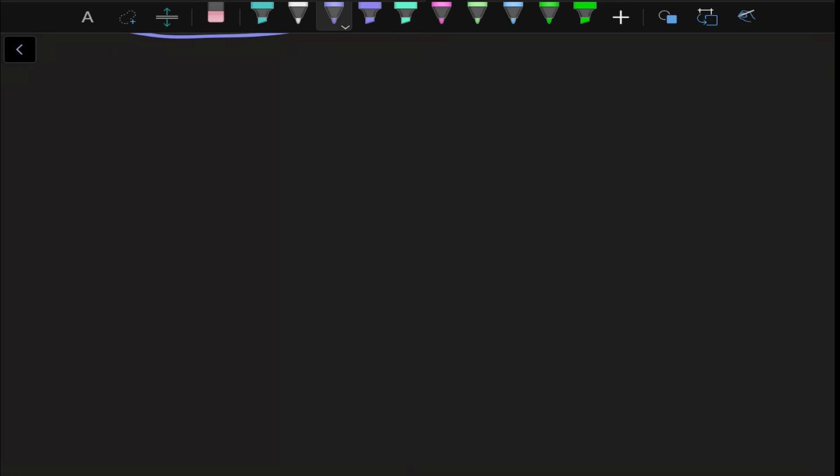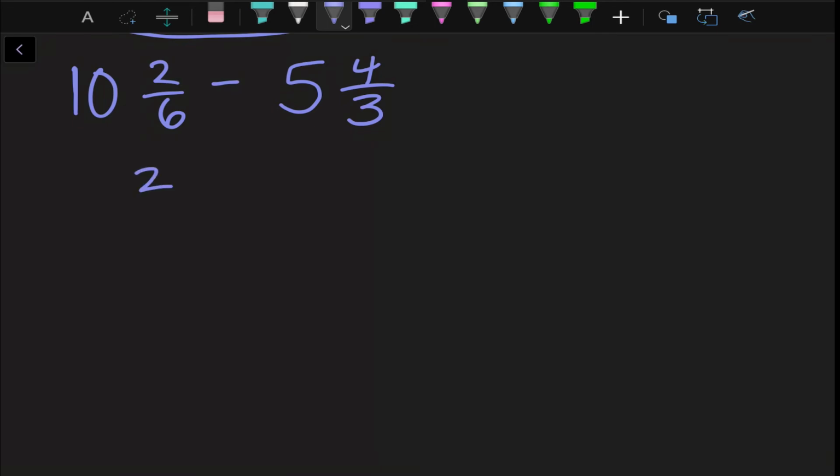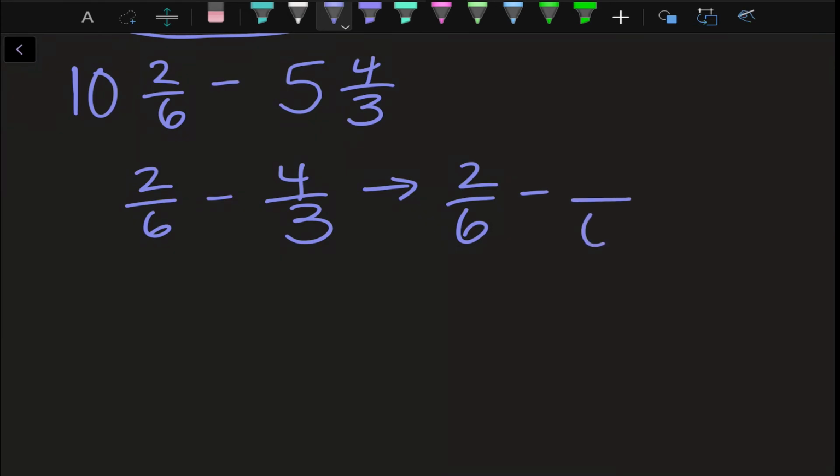So my second example is 10 and 2 over 6 minus 5 and 4 over 3. So again, we'll start with those fractions, 2 over 6 minus 4 over 3. 3 can just be changed to 6, so we'll end up with 2 over 6 minus, 3 times 2 is 6, so 4 times 2 is 8.